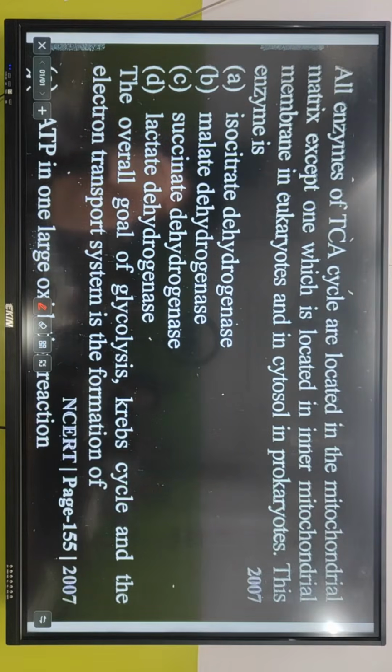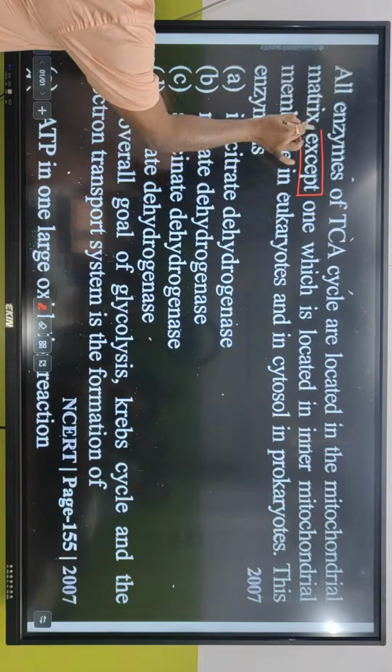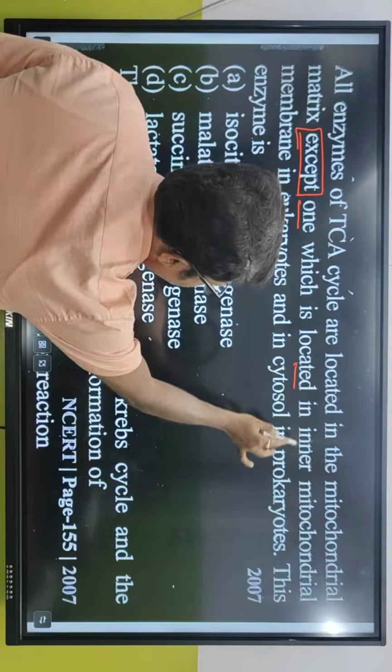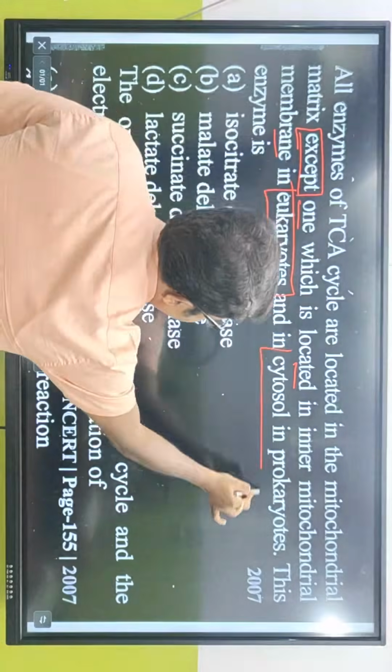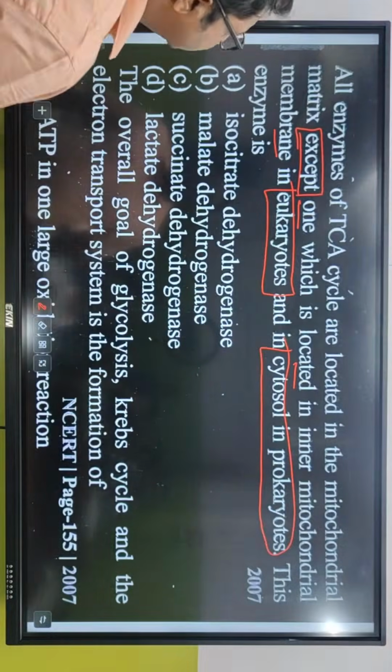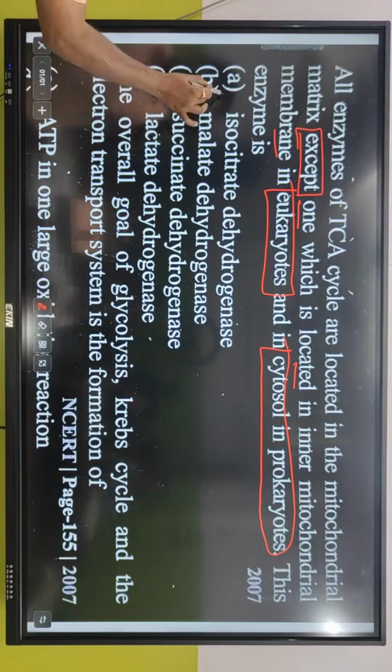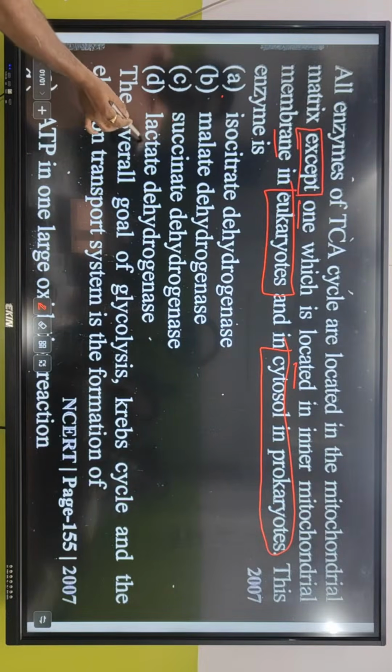All enzymes of TCA. What is TCA? Arijit, what is TCA cycle? Tricarboxylic acid cycle, that means Krebs cycle. All enzymes of the TCA cycle are located in the mitochondrial matrix, true? Except one, which is located in the inner mitochondrial membrane in eukaryotes and in the cytosol in prokaryotes. Is this enzyme isocitrate dehydrogenase, malate dehydrogenase, succinate dehydrogenase, or lactate dehydrogenase?